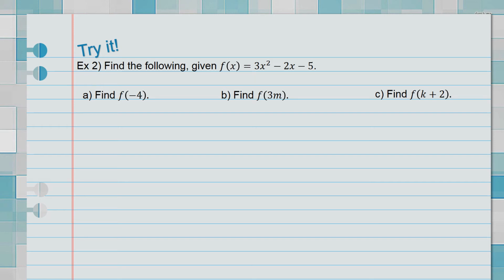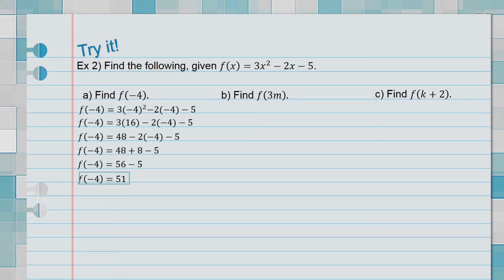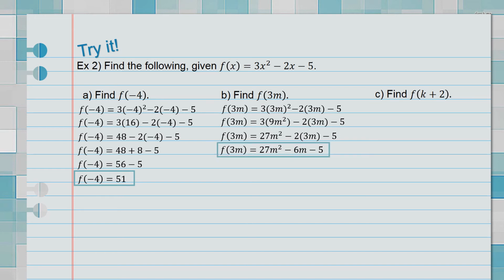Let's see how you did. For A, hopefully you found f of negative 4 to equal 51. For B, hopefully you found f of 3m to equal 27m squared minus 6m minus 5. For C, well, it's found on the next page. It took a little more room.